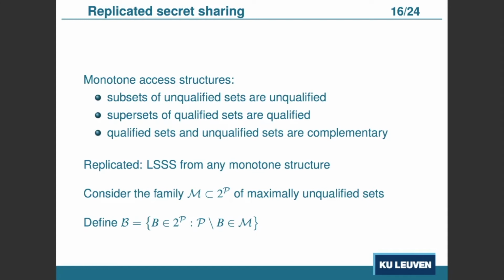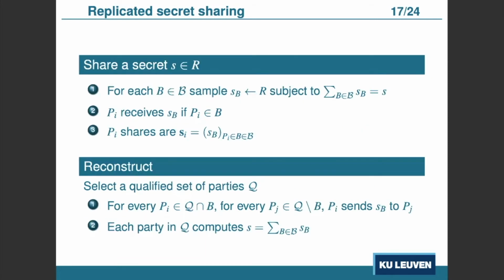You can define the family of maximally unqualified sets. Intuitively, a set in this family is an unqualified set with the property that if you add any player that wasn't already there, it becomes automatically qualified. And from that, you can define this new family B, which consists of the complements of the sets in M. This family will parameterize our replicated secret sharing.